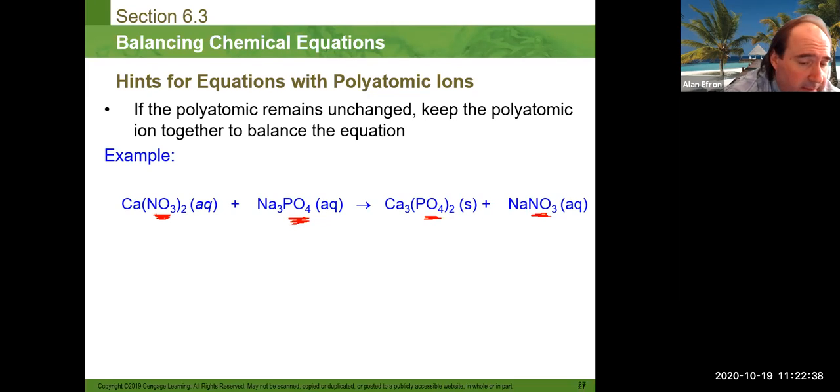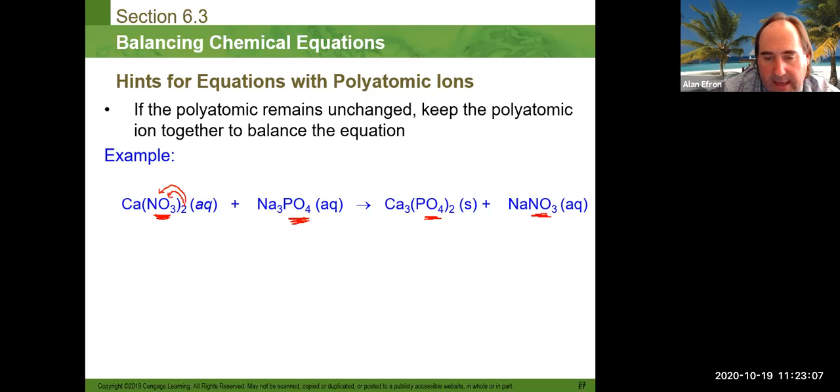You definitely can do element by element, but because they are polyatomic ions, you have a lot of multiplying in and all that kind of stuff. So you do have to be very careful as you go element by element. Sometimes it's much easier just to keep those polyatomic ions together, as long as they look exactly the same on both sides, and balance them almost as whole units.